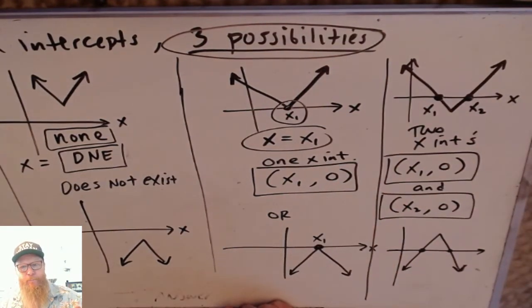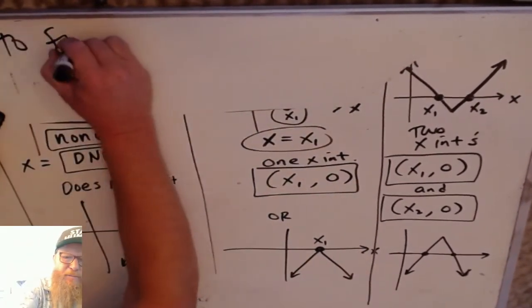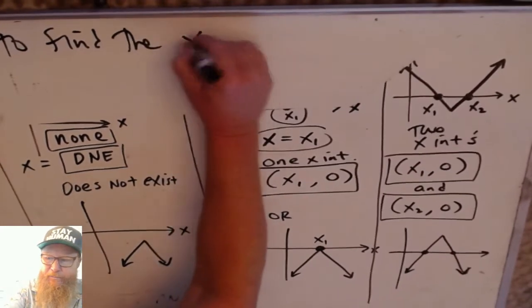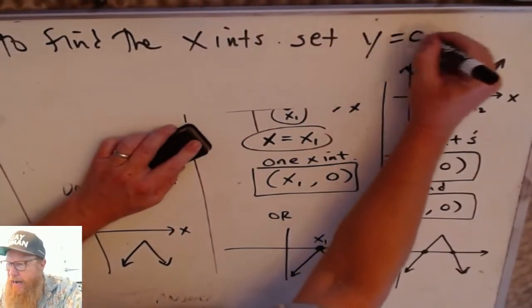Okay. To find the x-intercepts, you're going to set y equal to 0.